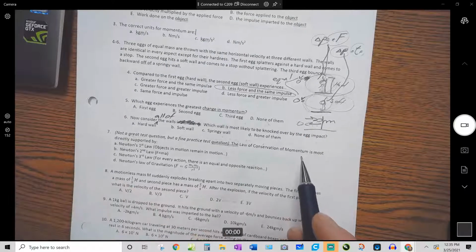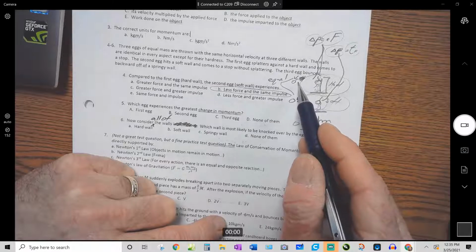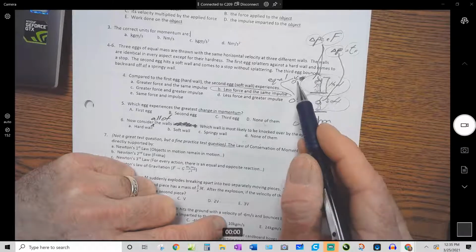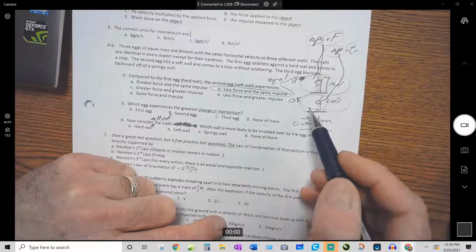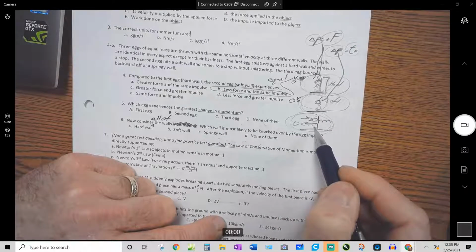And the only way to experience a different impulse is to have a different change in momentum. To somehow not slow down as much, or to somehow reverse directions and change velocity more. This is the one with a different impulse. This is the one with more impulse than the other two.